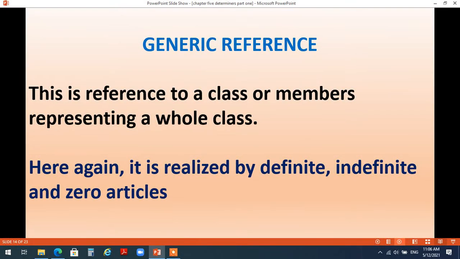Now we come to generic reference. When we say generic reference, this is reference to a class or members representing a whole class. That is, we have a reference to a class or to members, and these members represent the whole class. Here again it is realized by definite, indefinite and zero articles. Here too, when the reference is to something general, we sometimes use the definite article, sometimes the indefinite article, and sometimes we do not need any article, so we use zero articles.